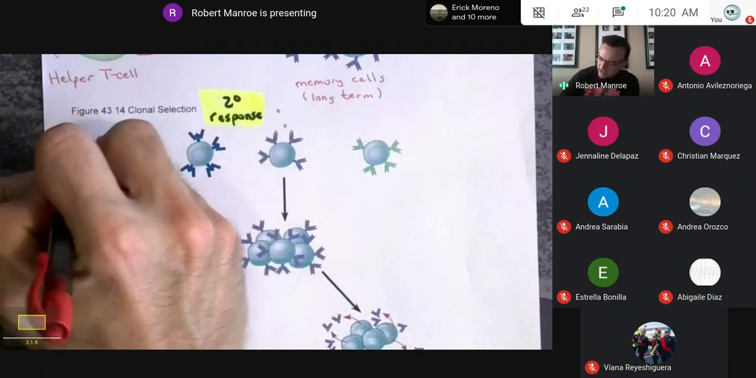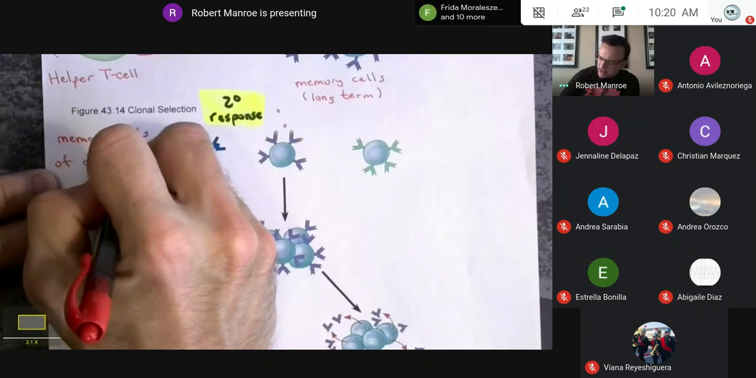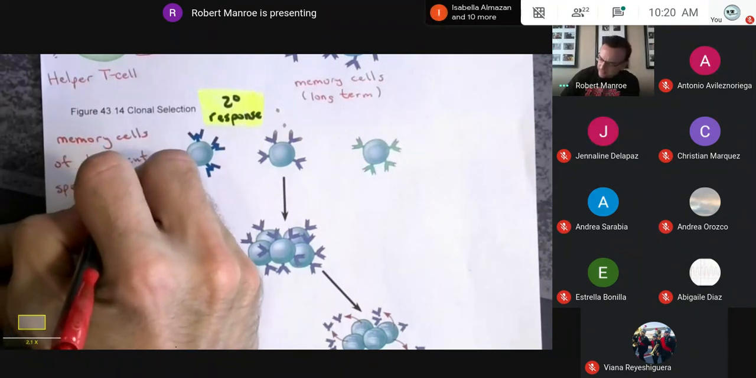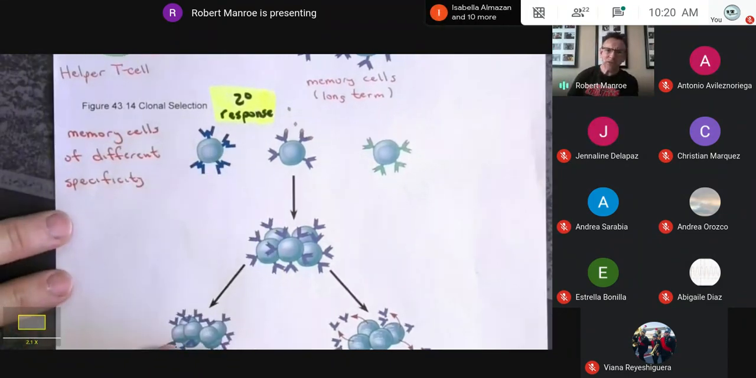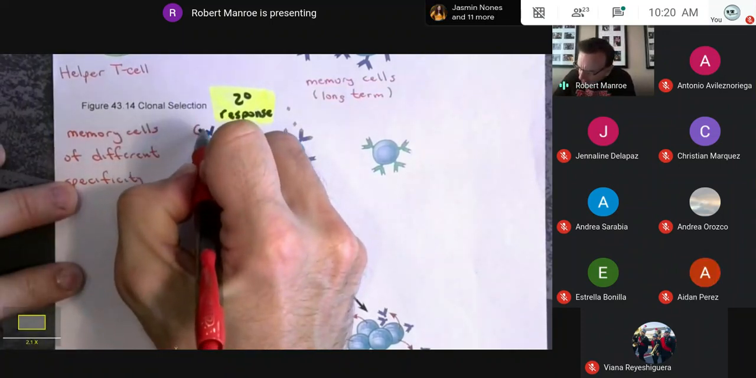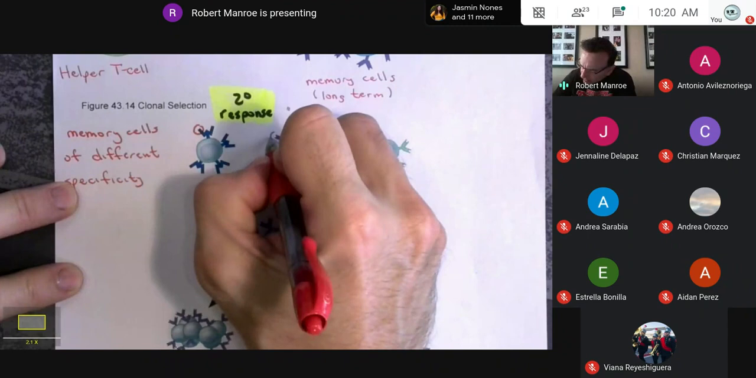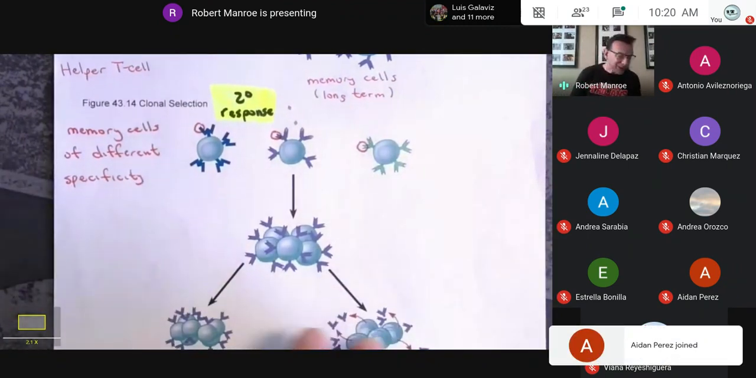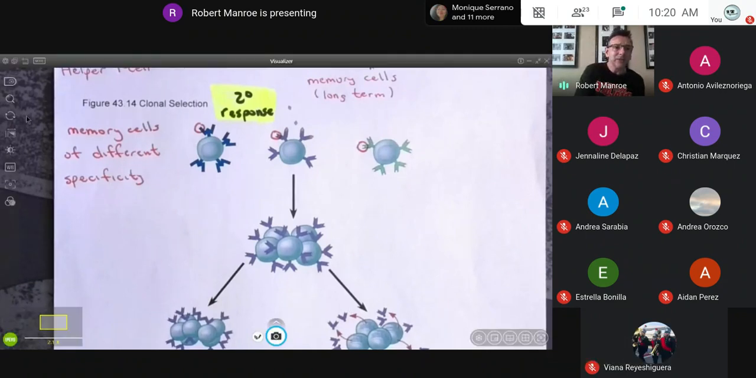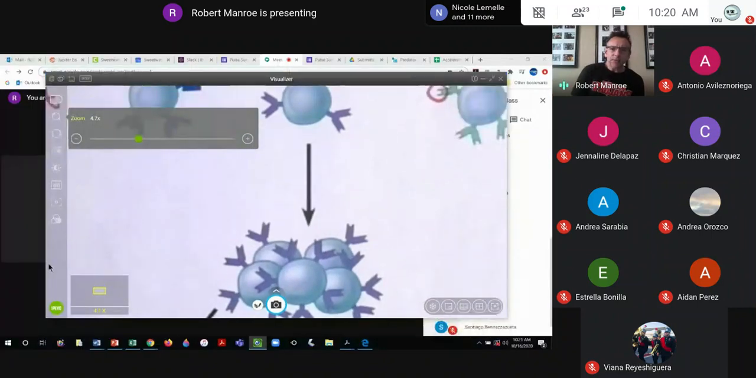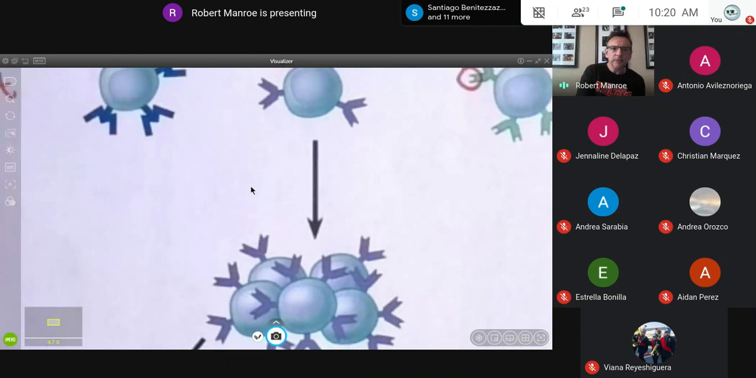However, these memory cells have different, it's called specificity. And you say, specificity, what are you talking about? If you look really close at the shape of that receptor there, and the shape of that receptor there, and the shape of that receptor there, I wish Campbell's would have done a little bit better job here of making these receptors more obvious.